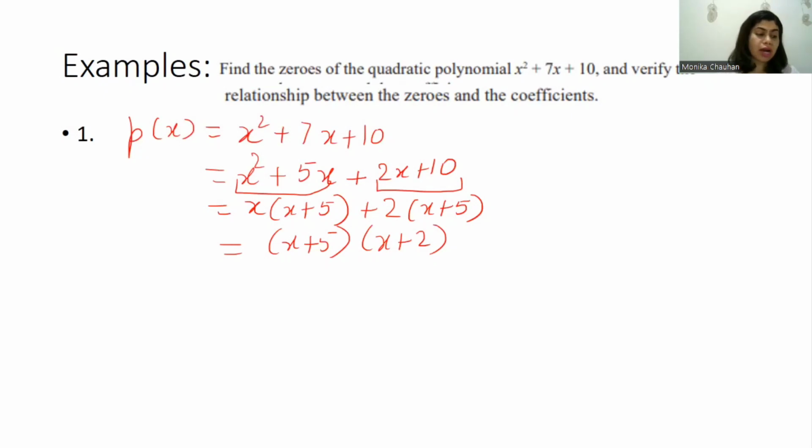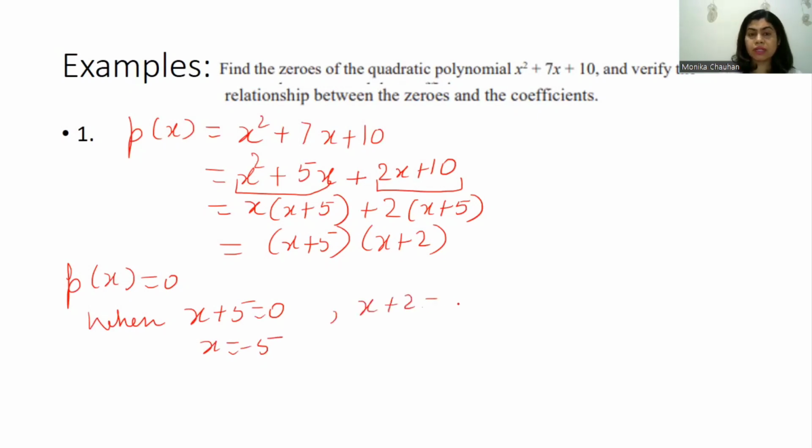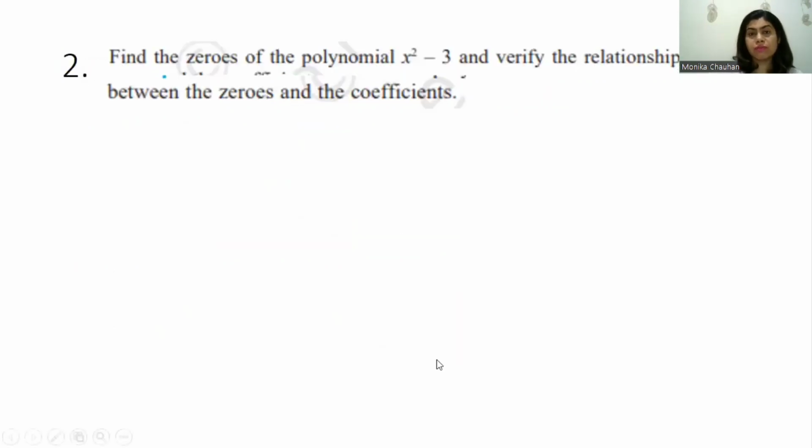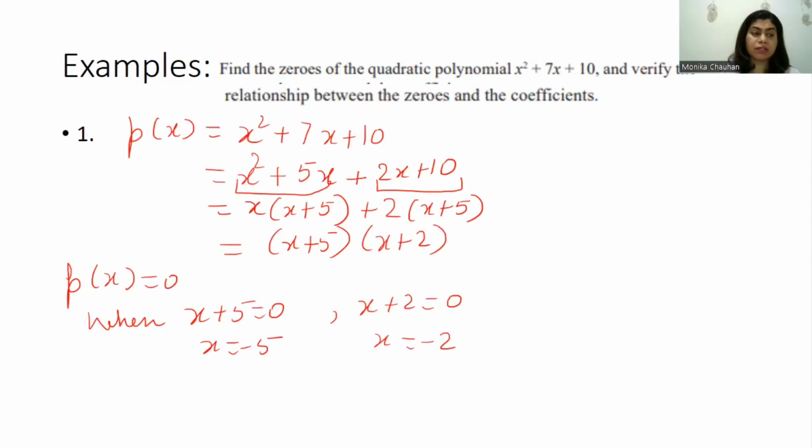Yeah. So now after this, if I ask you what are the zeros of the polynomial, remember we have calculated that if p(x) is equal to 0, when will it be 0? When x plus 5 is equal to 0, that means x is equal to minus 5. And second, x plus 2 is equal to 0, x is equal to minus 2. That means I got two zeros right now, minus 5 and minus 2.